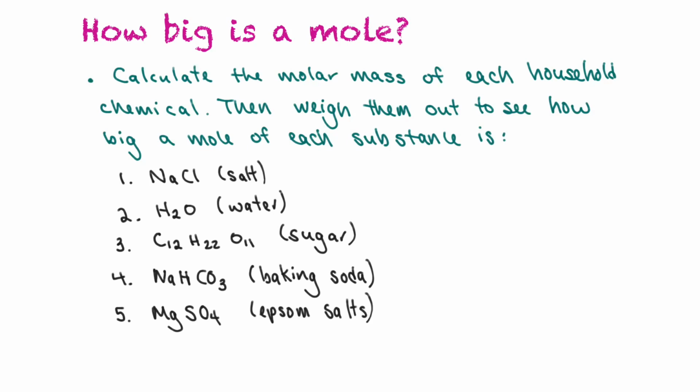So a nice visualization activity I like to do is weighing out or calculating how big a mole of different substances that we find around the house are. So for this example, I want you to calculate the molar mass of each household chemical, and then if you have a scale, weigh them out to see how big a mole of each of those substances would look like. So the examples I want you to try are salt or sodium chloride, water, H2O, which we've already calculated, sugar, which is C12H22O11, so that would be sucrose or table sugar.